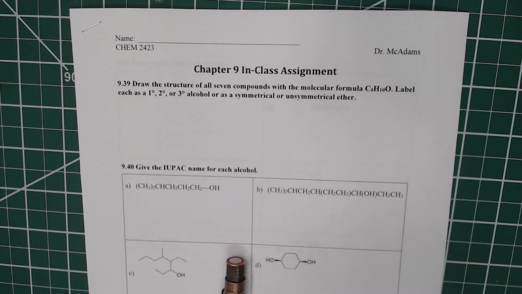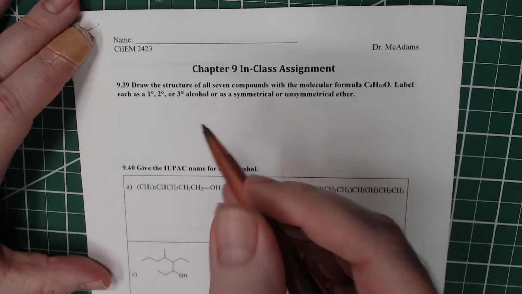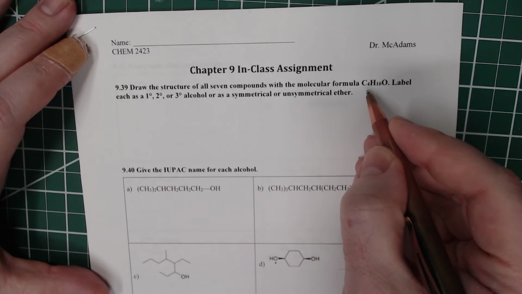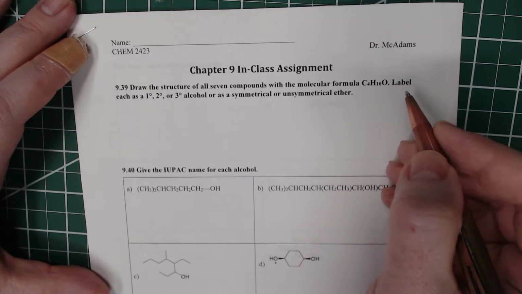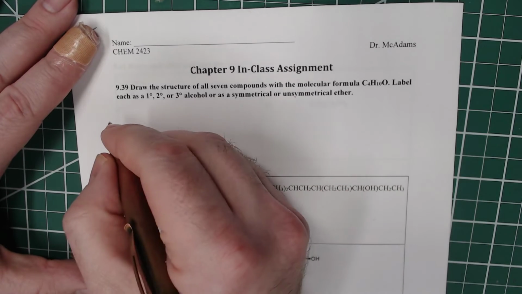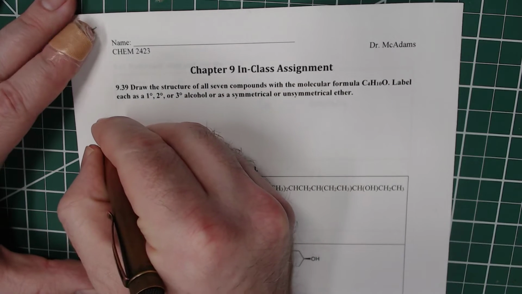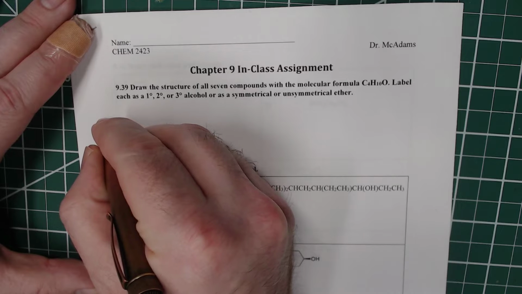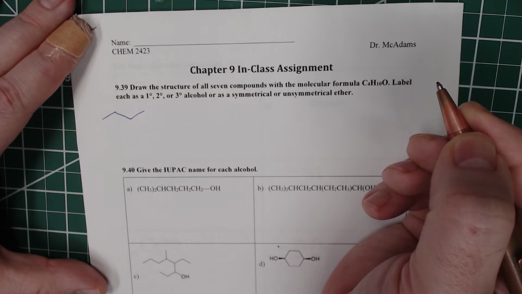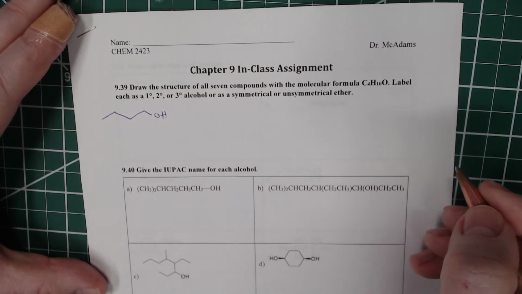Okay, so here is number 39. And the question is, or the problem is, draw the structure of all 7 compounds with the molecular formula C4H10O. So there's going to be some that are alcohols and some that are ethers. We may have seen this previously in a different problem set, but let's just go through them. So one thing you can do is to be systematic about it. So if you draw a butane, so there's butane, and then we add an OH to that, that will be one of our compounds.